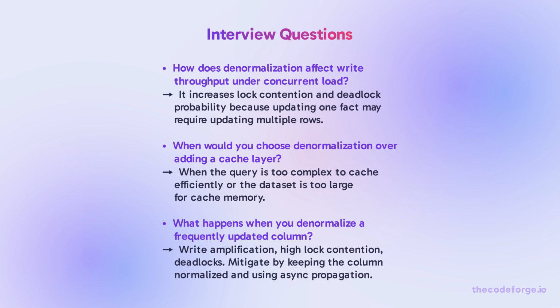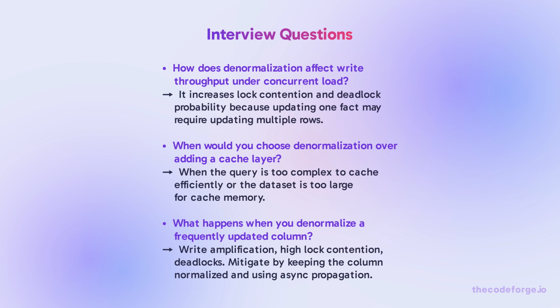Let's run through some common interview questions. How does denormalization affect write throughput under concurrent load? It increases lock contention and deadlock probability because updating one fact may require updating multiple rows. When would you choose denormalization over adding a cache layer? When the query is too complex to cache efficiently or the dataset is too large for cache memory.